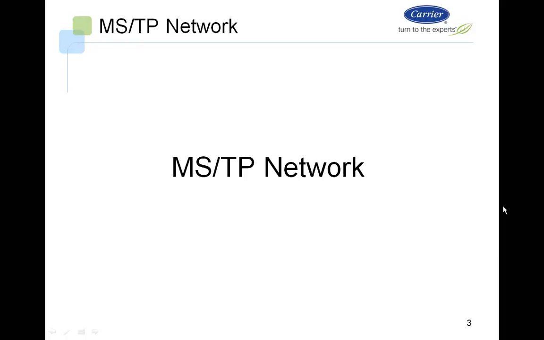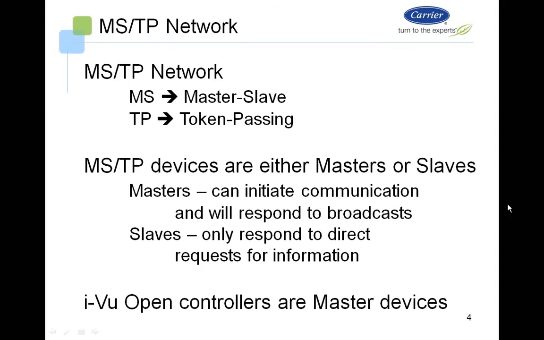The MSTP network is a master-slave token passing network, and thereby derived the name: MS for master-slave, TP for token passing. The devices on an MSTP network can be either masters or slaves. Masters are defined as controllers that can initiate communication and will respond to broadcasts, while slaves only respond to direct requests for information. iView open controllers are all considered master devices.